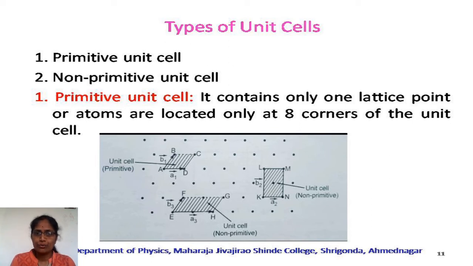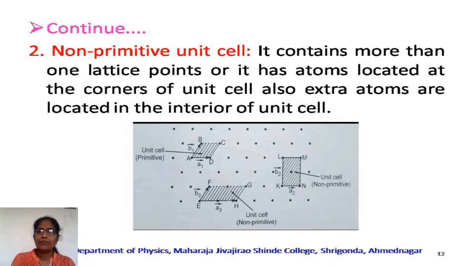In the diagram shown here, there is a unit cell which is primitive, and two unit cells which are non-primitive. In diagram A, B, C, D only corner atoms are there, and the lengths are A1 and B1, and in case of L, M and K there is one additional atom at the center. Therefore, the first one is primitive and the second one is a non-primitive unit cell.